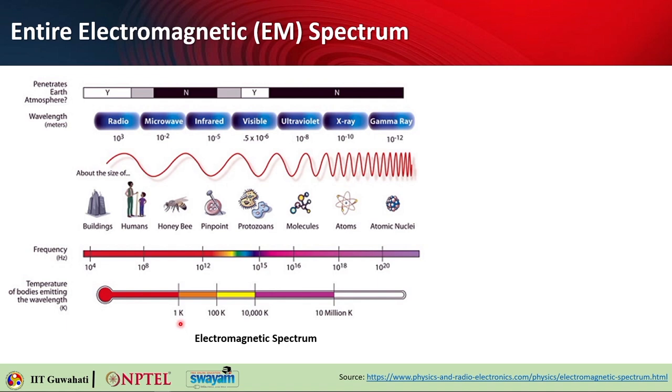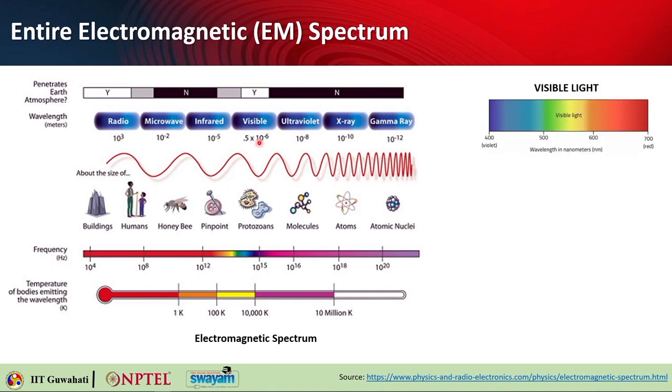If you have an object at 1 Kelvin, you can get a microwave kind of radiation. When you move to say 100 Kelvin or in the range of say 10,000 Kelvin, the object can emit visible radiation. Now why are we focusing on visible to some extent? Because it is only a small fraction of this entire electromagnetic spectrum that is visible to human eyes, and it typically starts from violet to red.